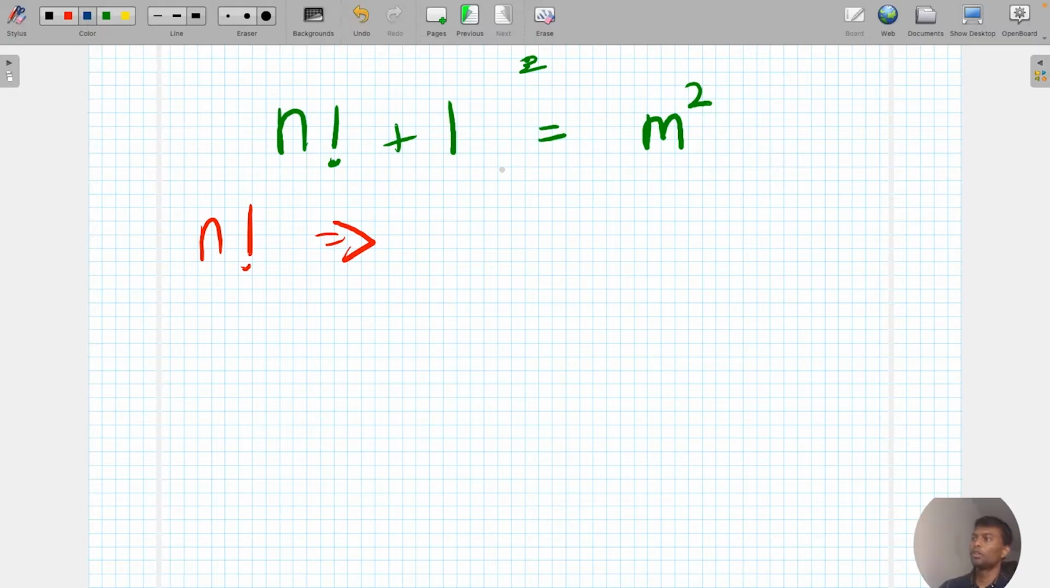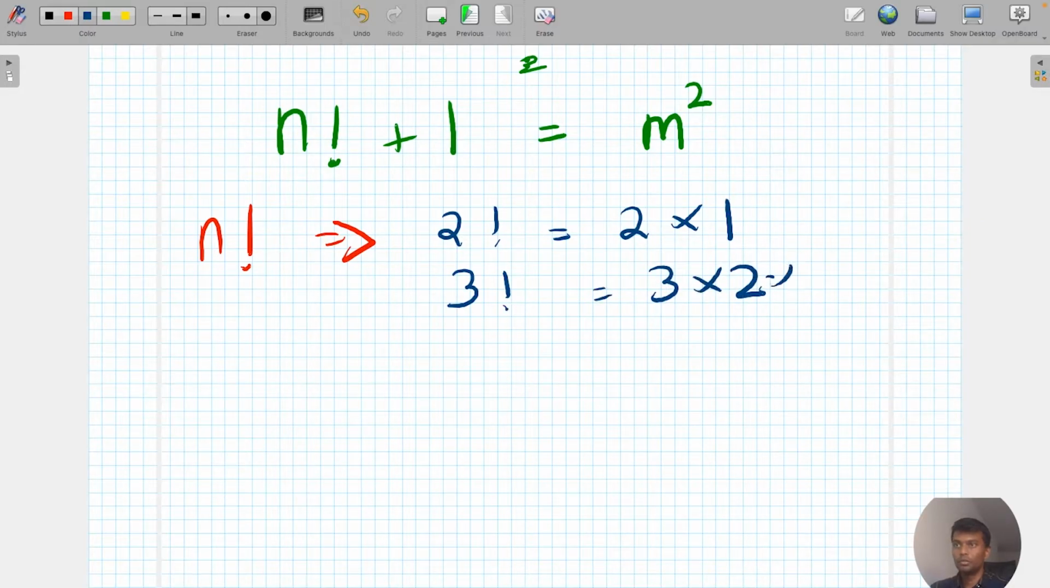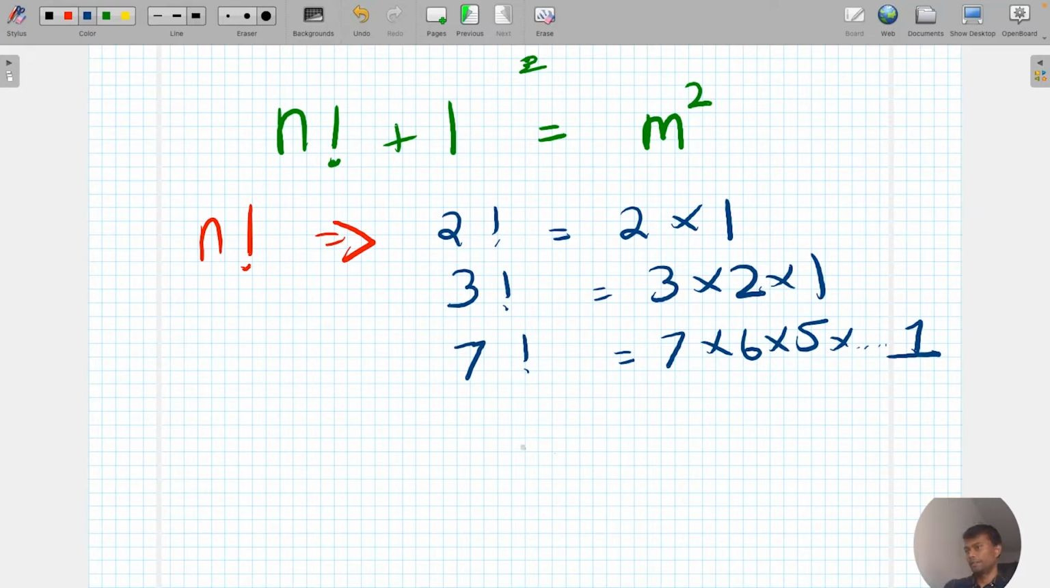For people who are new to factorial, it just states that n factorial is the multiplication of n until it reaches 1. So for example, 2 factorial is nothing but 2 into 1, and 3 factorial is nothing but 3 into 2 into 1, and let's say 7 factorial is 7 into 6 into 5 all the way up until 1. Now we understand what n factorial is.